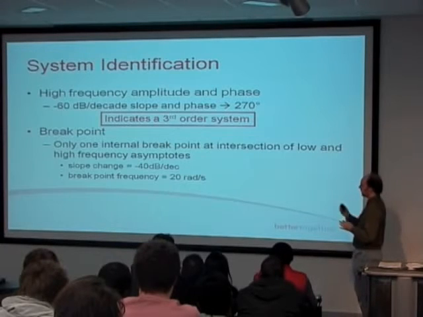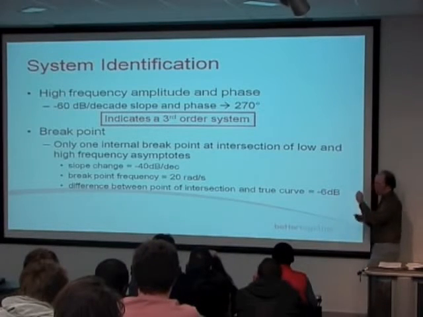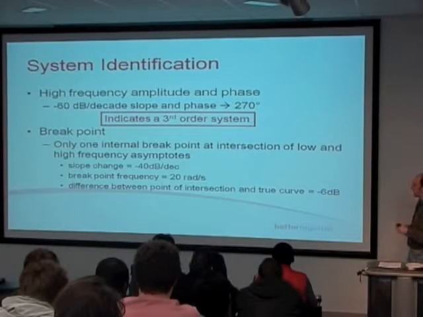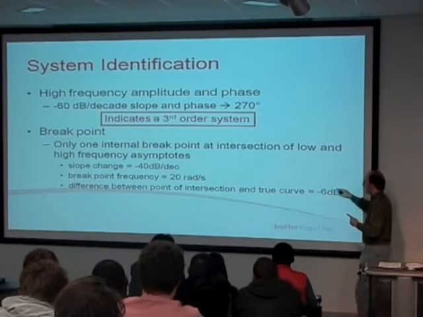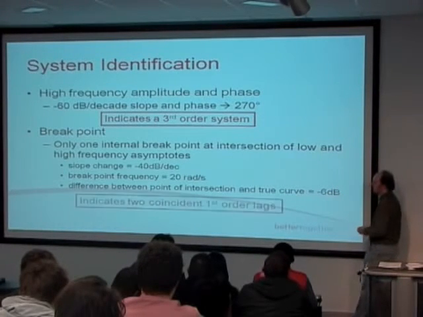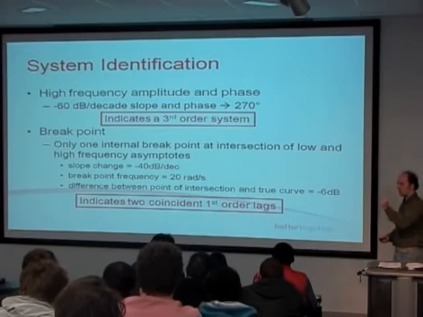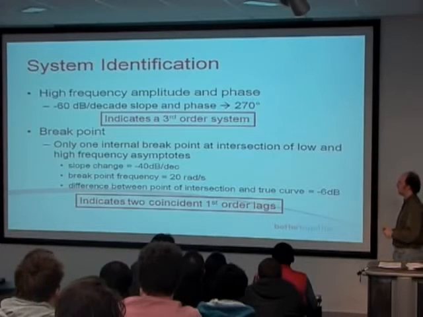The breakpoint frequency is at 20 radians per second. And the difference between the point of intersection and the true curve is minus 6 decibels. Well, we saw on your chart, you'll see that the difference between the point of intersection and the true curve for a first order lag was 3 decibels. And so with 6 decibels, that indicates that there must be 2 first order lags. And so we can see that there must be 2 coincident first order lags. There's a (1 plus 2s) term all squared. And that gives us our 3 s's on the bottom.